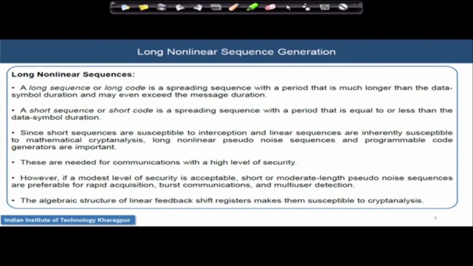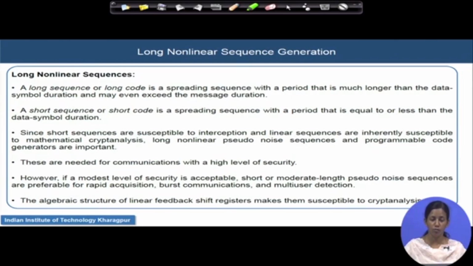Long sequence codes, or long codes, in a spreading sequence are defined in such a way that the period of such codes should be much greater than the symbol period. Then we can say that they are long sequence codes, whereas short sequence codes, or short codes, are defined as having a period which is much less than the data symbol duration.